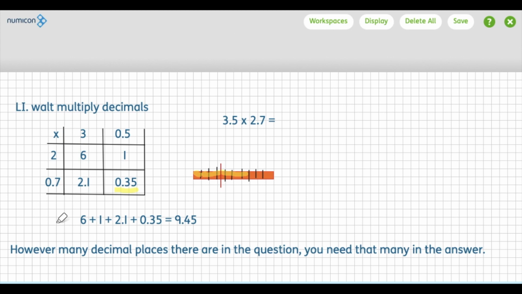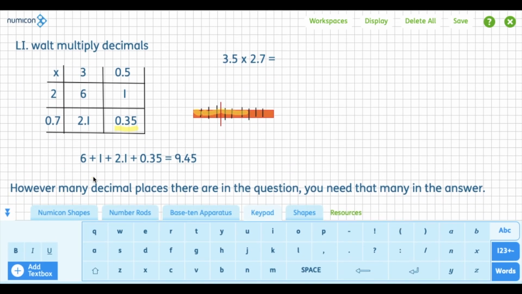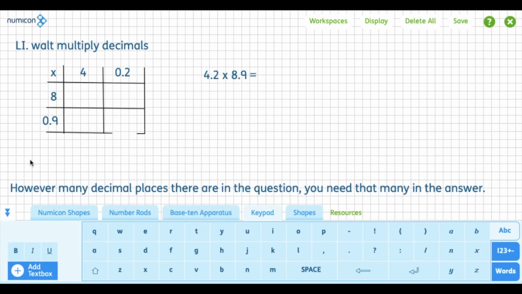Right, well, we do one more. All right, the last one we're going to do is 4.2 times 8.9. So we've got 4, 0.2, an 8, and a 0.9. We'll start with the nice and easy ones. 4 times 8, a nice easy 32. Okay, and then we've got 8 times 0.2, or 8 times 2 tenths. You're going to have 16 tenths, but 16 tenths is 1 whole and 6 tenths.